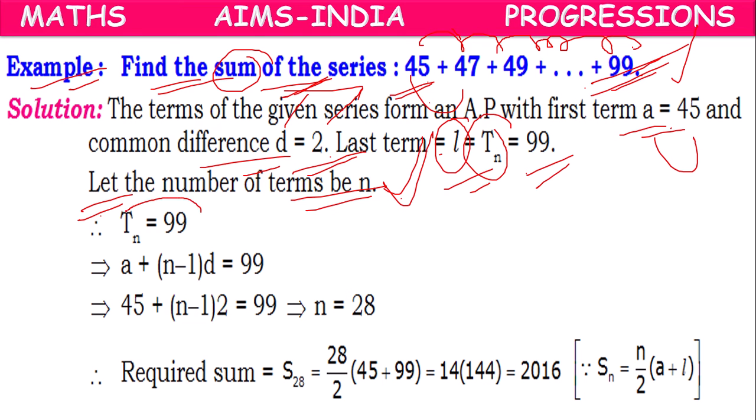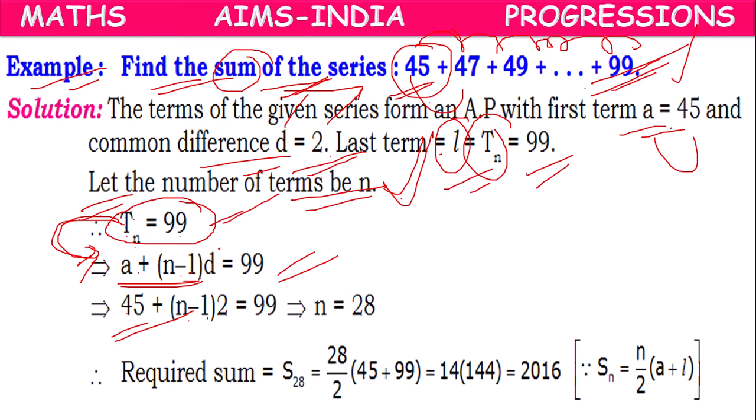So then we can represent it as Tn equal to 99. The formula for Tn, here Tn is the general term or nth term, whose formula is a plus n minus 1 into d equal to 99. In the place of a, we can keep 45. N minus 1 into, in the place of d, we can keep 2. 45 plus n minus 1 into 2 equals 99. So 45 will come this side.